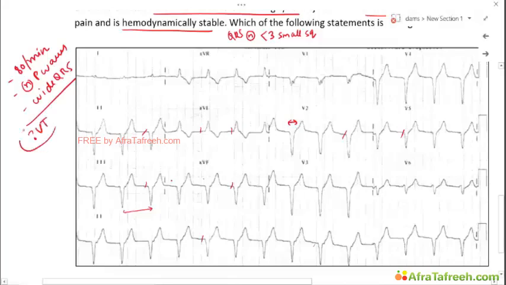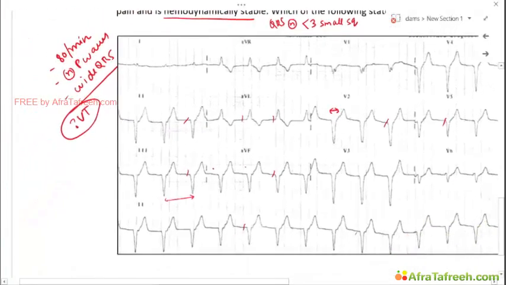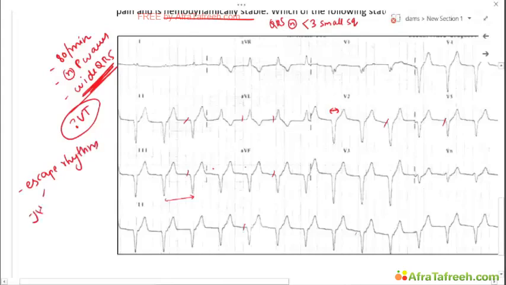Is this ventricular tachycardia? Possibility. The patient had a STEMI. VT is one of the known complications. This could be ventricular tachycardia, but no. Wait. First of all, wide QRS without any P waves could be an escape rhythm. It could be junctional escape or ventricular escape. Okay. This usually is narrow complex. This usually is wide complex.